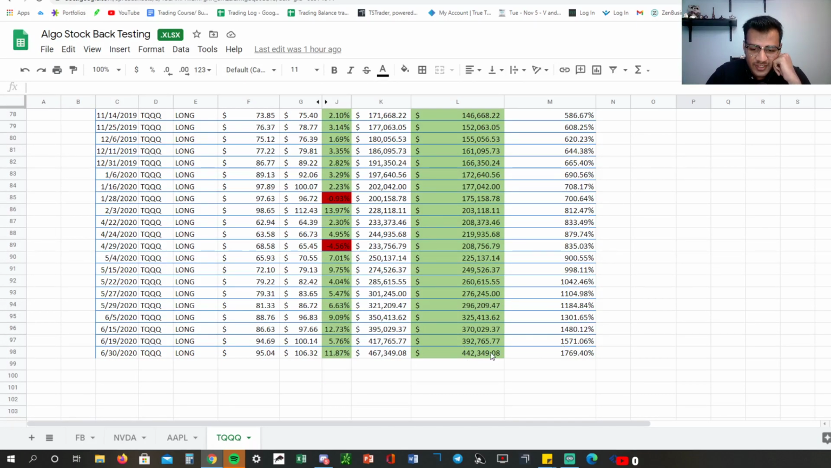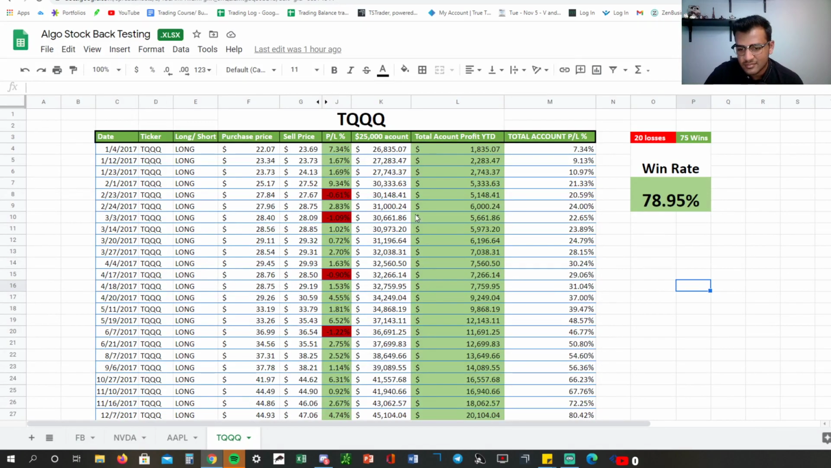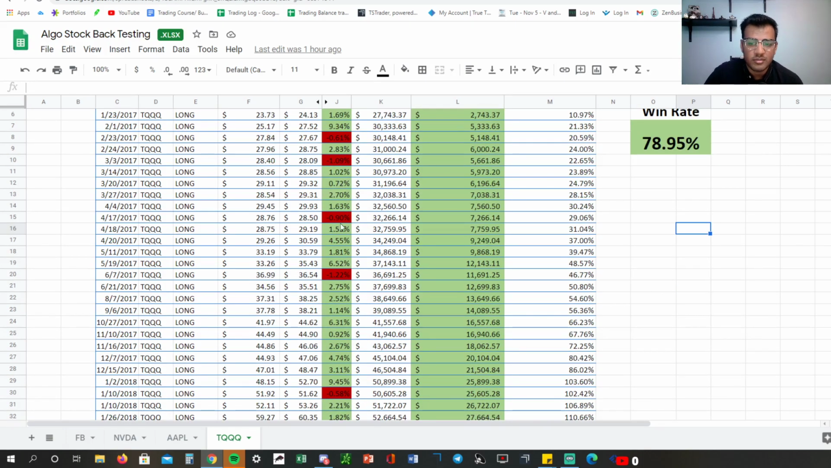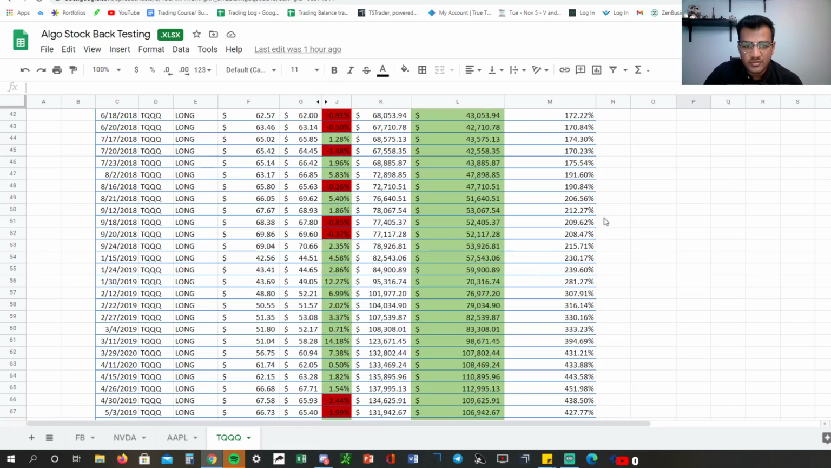So if you started with 25,000, by June of 2020, you would have had 442,000 with a 1,769% return. This has been great to me. I've loved it. And look at the win rate, 78% win rate. Overall, 75 wins, 20 losses, but the losses were always small, right? This is if you're swing trading stocks.